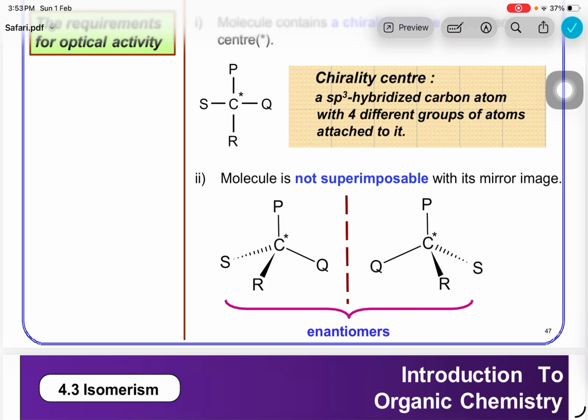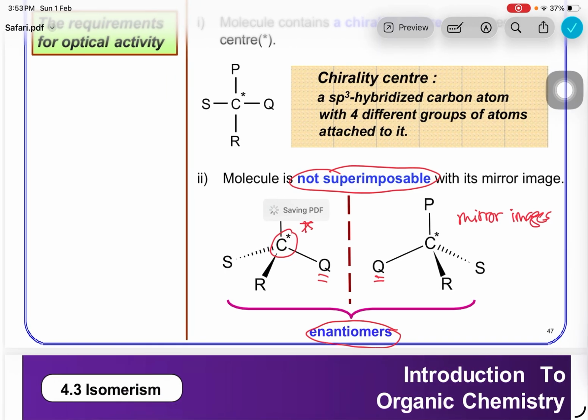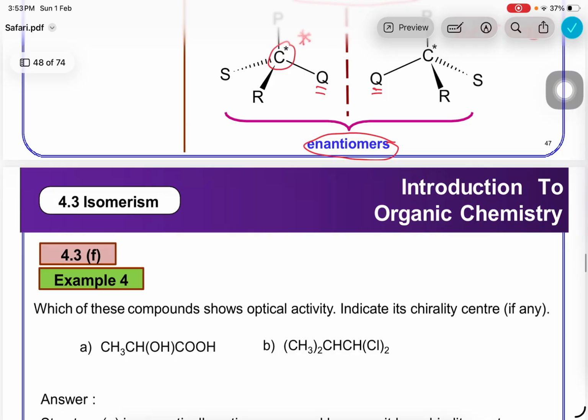Okay, next we just want to show the mirror image again. So this is a chiral carbon, always marked with an asterisk. Okay, so this is the mirror image. So they are mirror images, which are not superimposable. So both of them we call enantiomers. Next we are going to do an exercise to identify whether they are enantiomers or not.